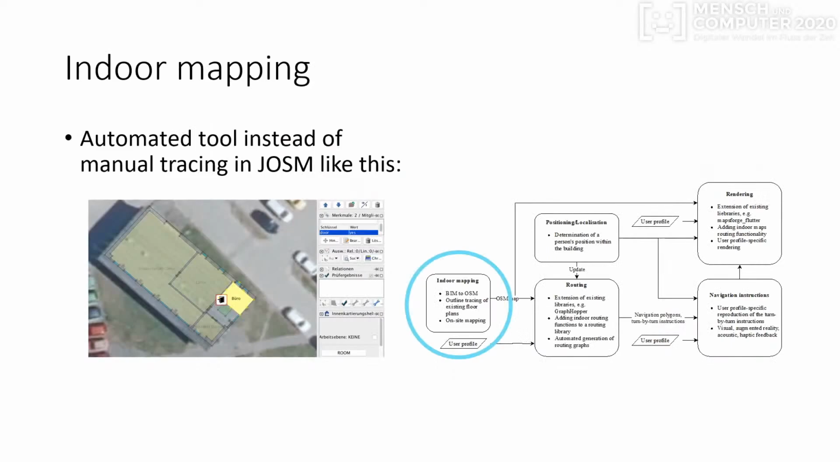For the indoor mapping, we will create an open source tool that converts BIM to OSM data. Until now, floor plans and/or aerial images had to be traced manually and edited in JOSM. With our tool, you can easily generate the indoor data automatically, which saves time and nerves.